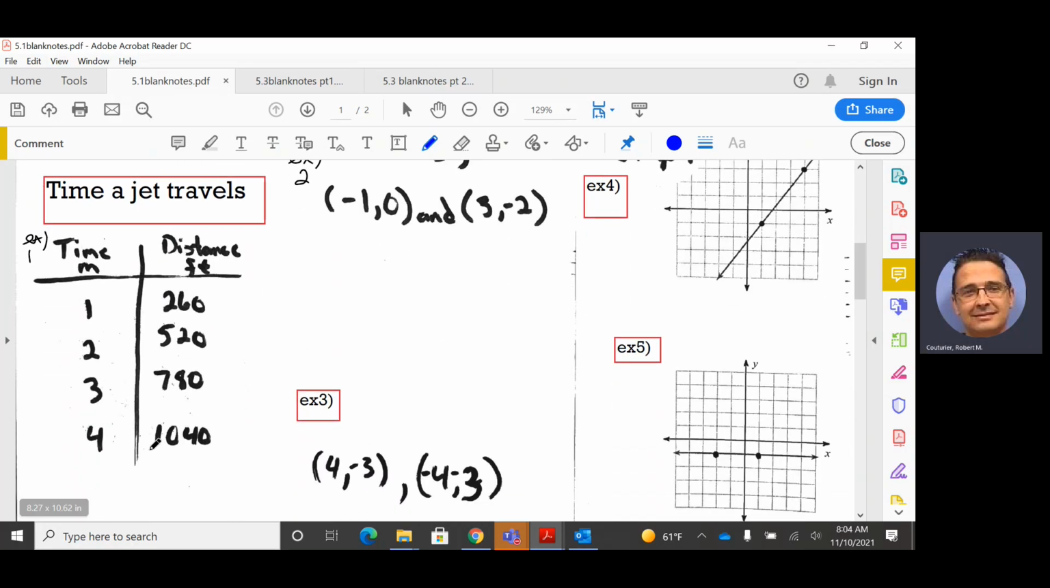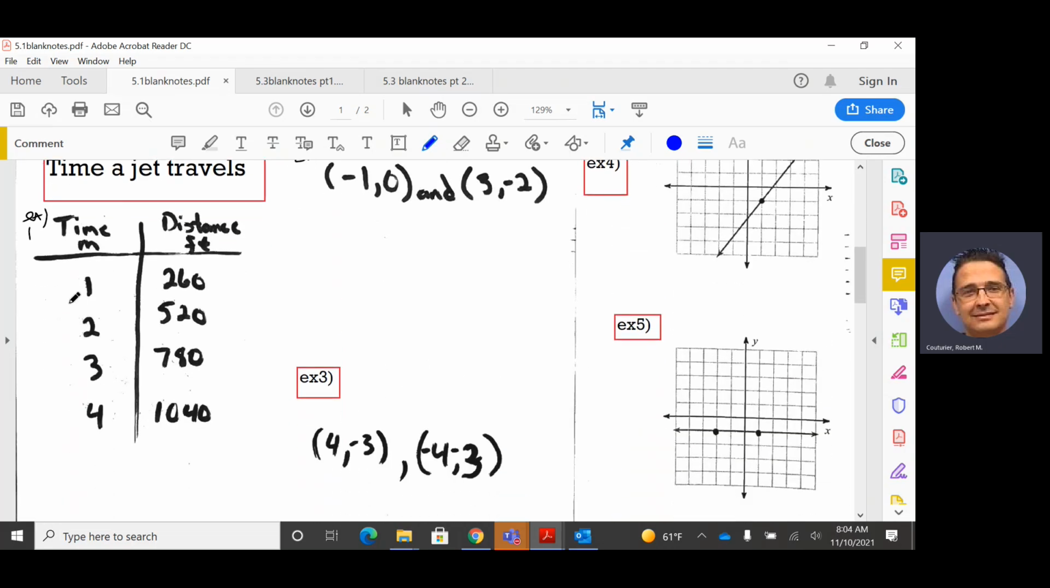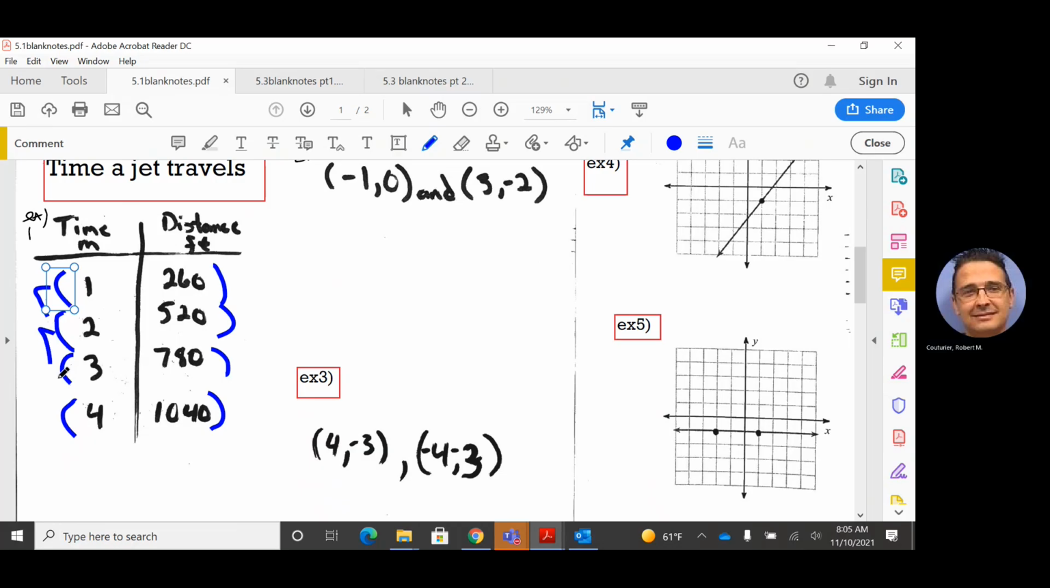Okay, let's take a look at example 1. Example 1 is giving it to us in a table. In a table, we have a bunch of ordered pairs. We have to determine the difference when we look at a chart like this. How are our x's changing? Our x's here are changing by 1, and then by 1, and then by 1. Notice they're all the same.